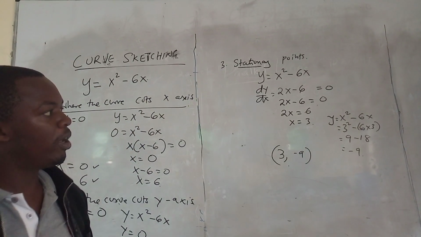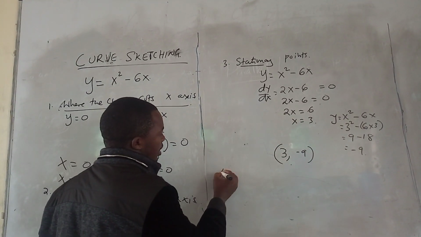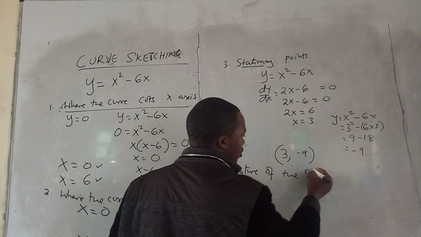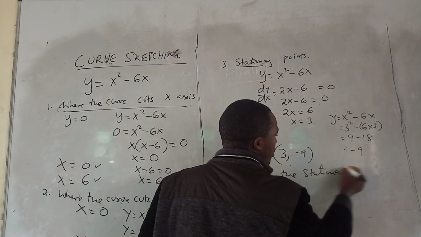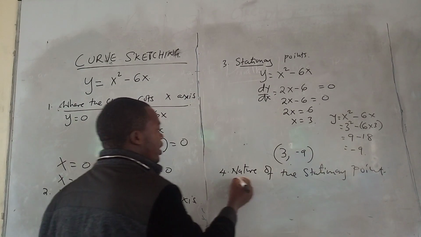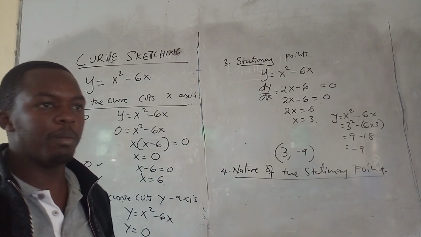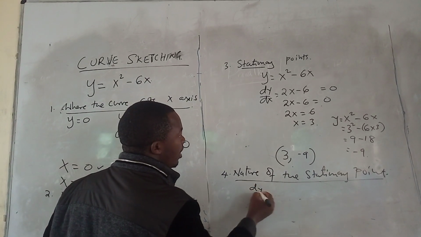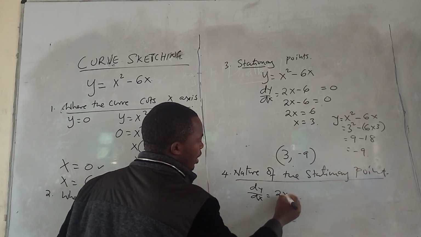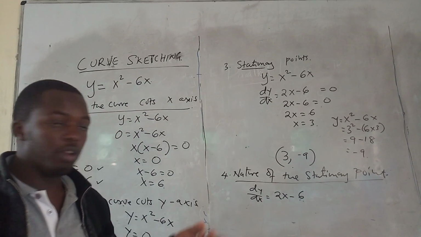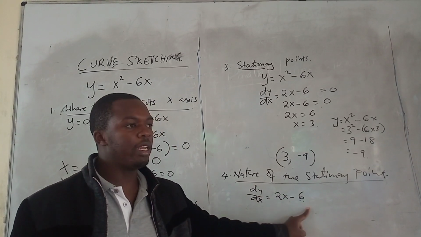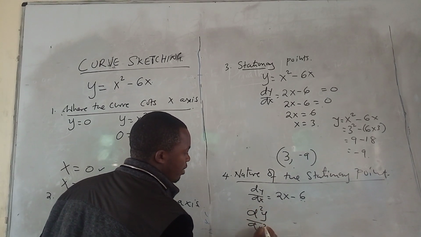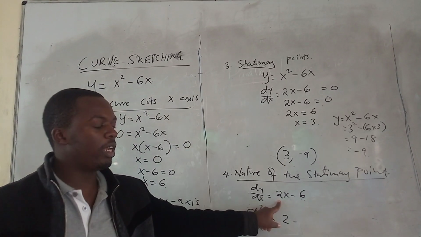And then lastly, before I sketch, number 4, it is the nature of the stationary point that I've got. I need to get the nature of the stationary point, whether it is a maximum or a minimum or a point of inflection. So remember, our dy/dx is equal to 2x minus 6. If I need to know the nature, I will differentiate this one again. I will get the second derivative, d squared y over dx squared, which is going to be equal to 2.